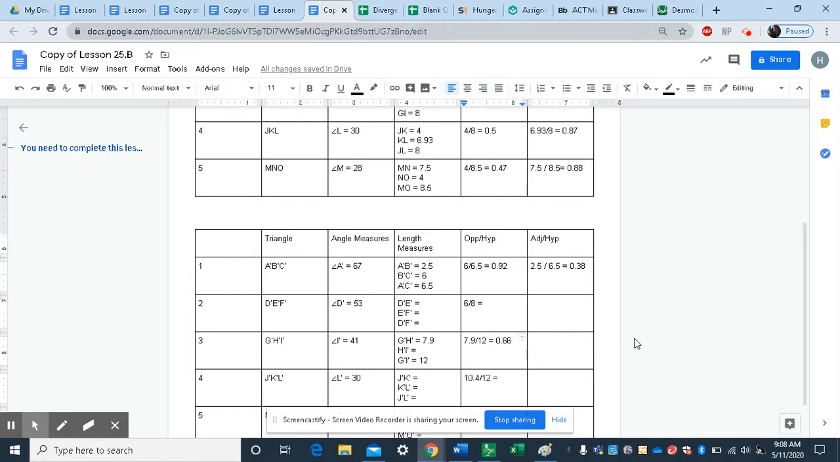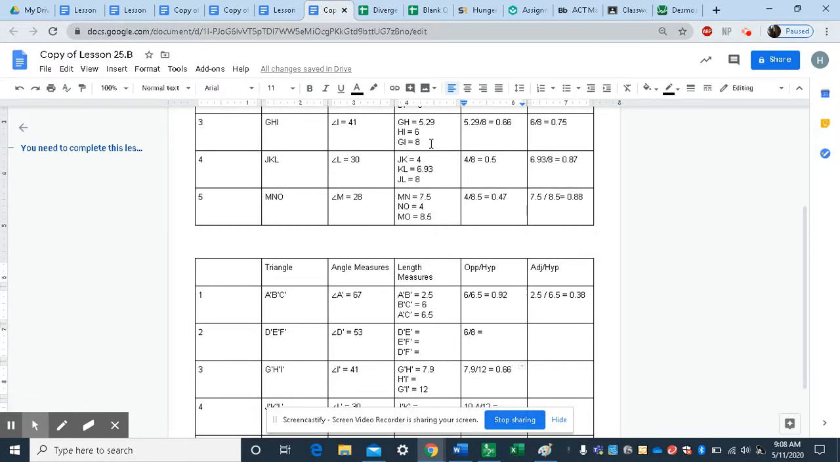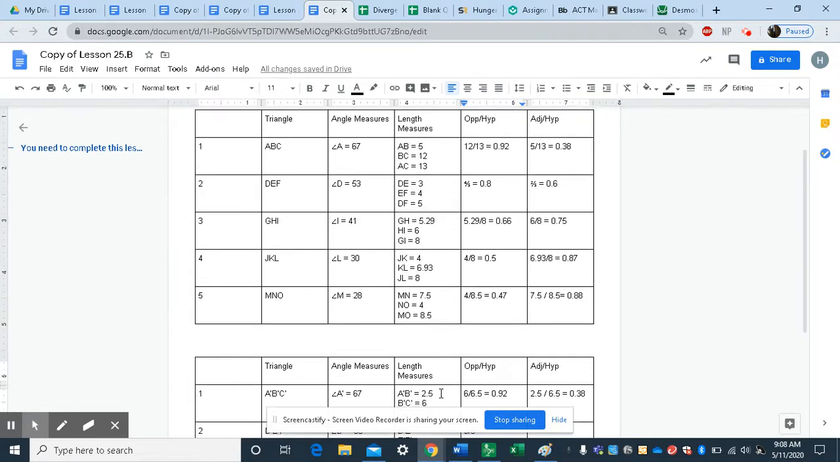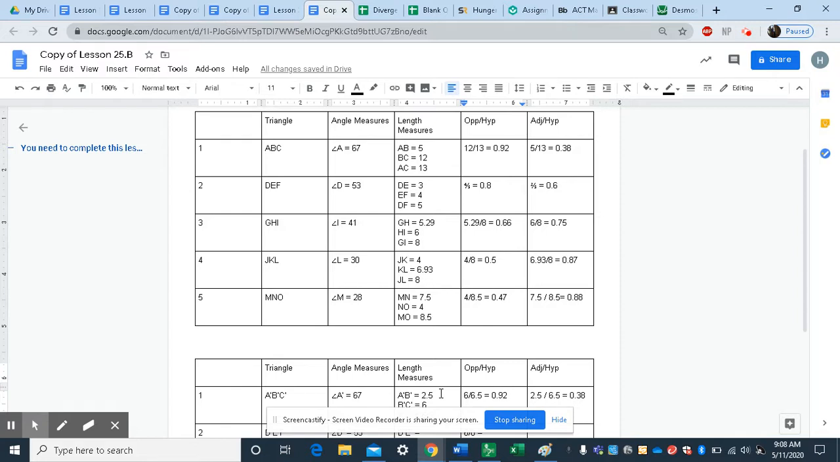So for this one, we need to figure out how we get from 8 to 12. So what do we multiply to get 8 to 12? An easy way to do that is to do 12 divided by 8. When we do 12 divided by 8, we get 1.5. That was the same thing as when we were doing proportions. We did prime divided by original to find the scale factor.